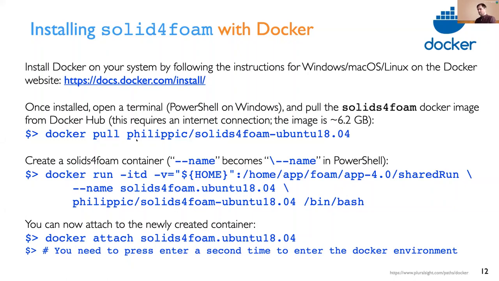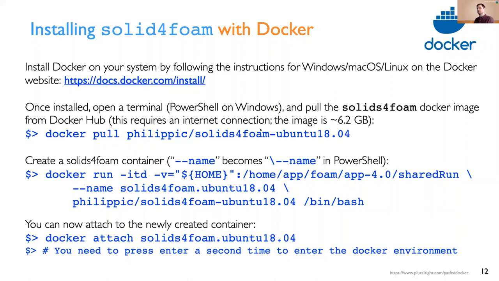I publish different versions of Solids4foam on my Docker Hub. There's the default one with foam-extend, and I think you can find different versions of Solids4foam as well, but at least the foam-extend version is there anyway. So if you have Docker installed on your Mac, Linux, or Windows, you can just run docker pull, and that will pull down a fully working version of foam-extend 4.0 and Solids4foam.